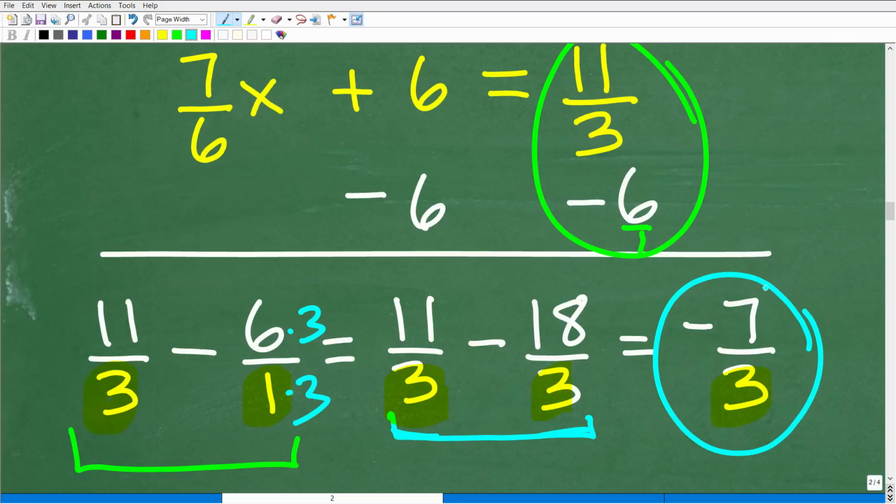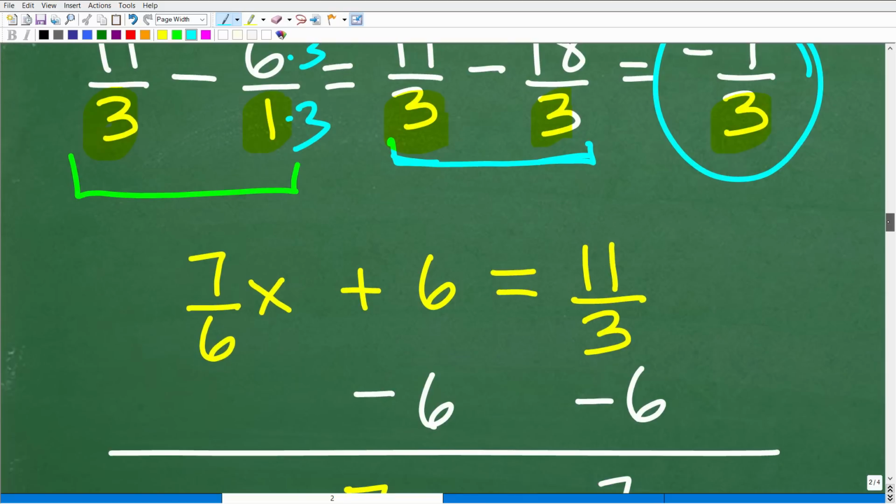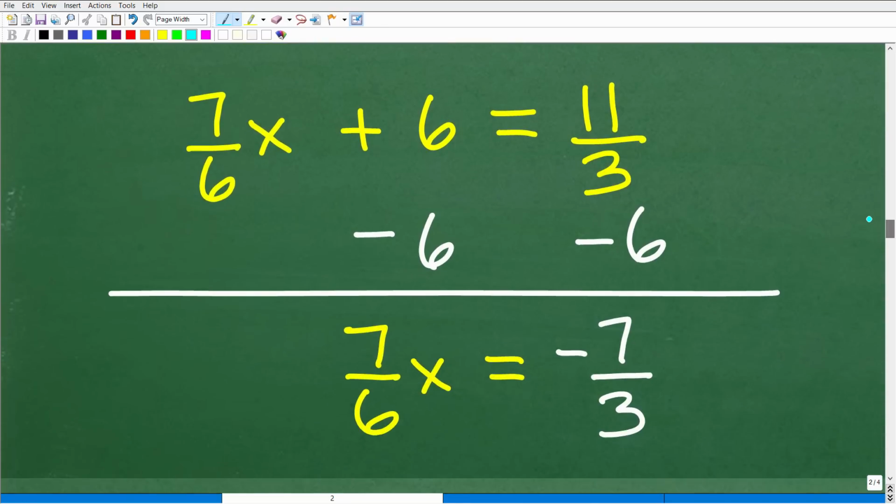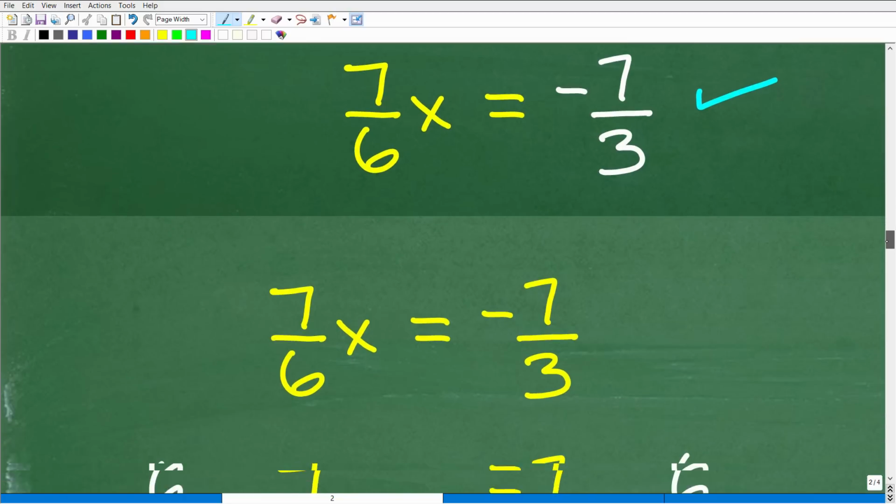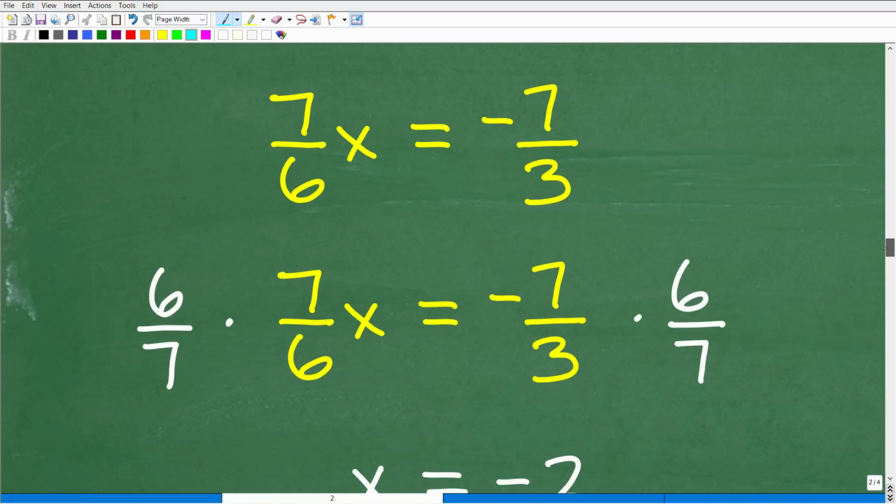Okay, so we are still not done. Continuing on, we just figured out what 11 thirds minus 6 is. So now our problem is 7/6 x is equal to negative 7 thirds. Okay, almost there. Let's go ahead and press forward. So how do we solve for x?